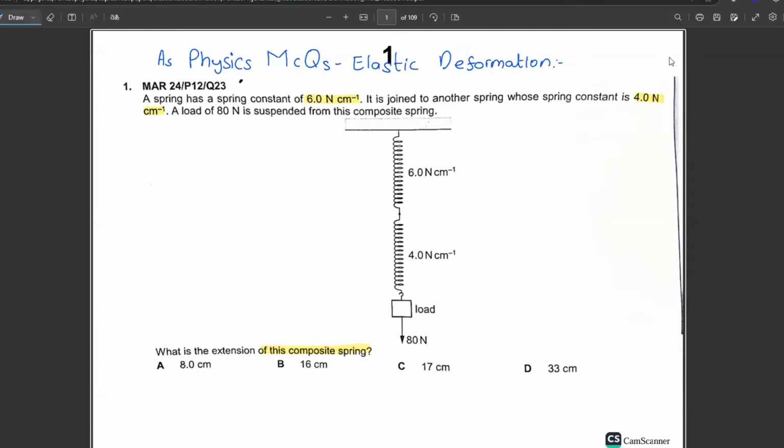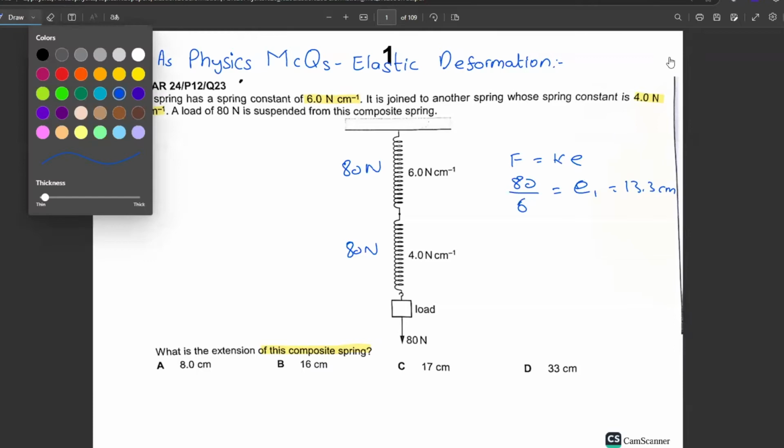So can you see the two springs are in series? So this will also receive 80 newtons. This will also receive 80 newtons. Applying force equals k e: force is 80, k is 6. The extension of the first spring comes out to be 80 divided by 6. This comes out to be 13.3 centimeters.